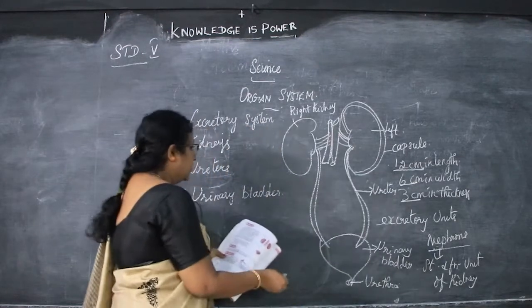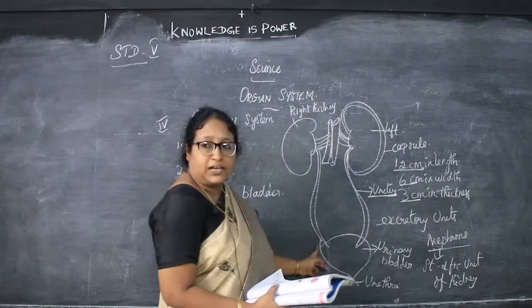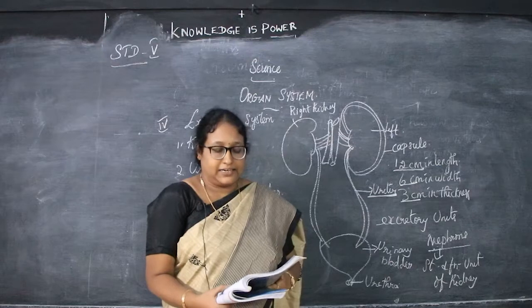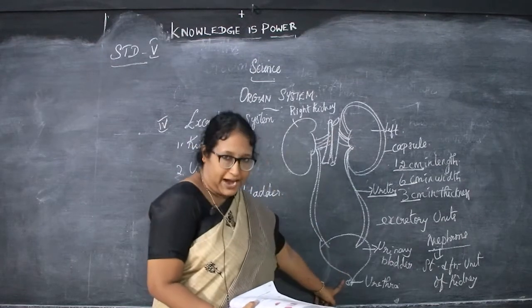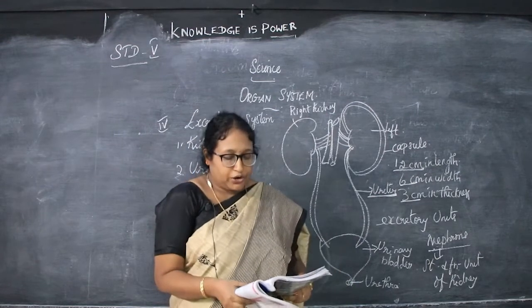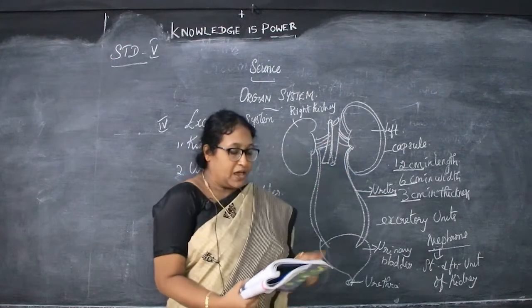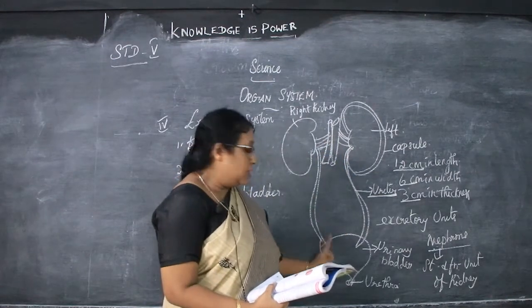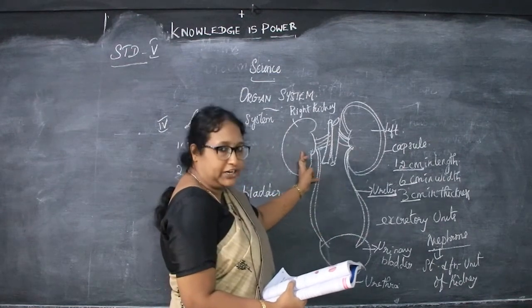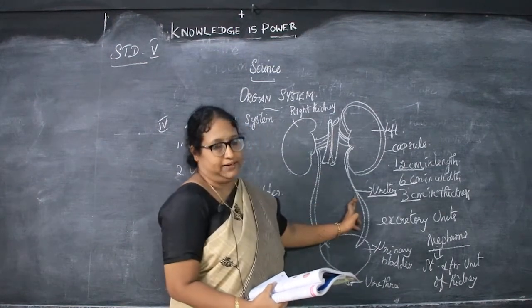Next we will go to the ureter. So this is the ureter. How many ureters are there? Two. Two ureters connect the kidneys with the urinary bladder. The urine formed in each kidney reaches the urinary bladder through the ureter.